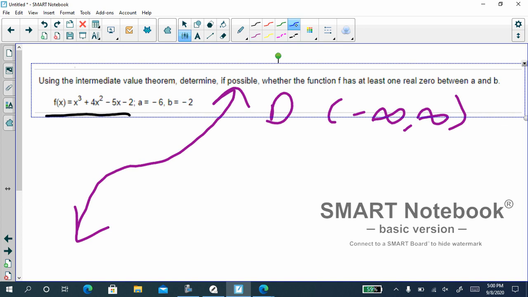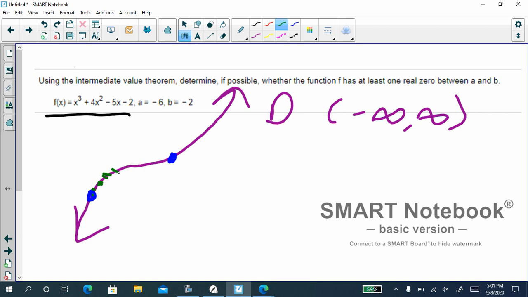So if we know the y value here, and we know the y value here, the intermediate value theorem says that since we have no gaps in our graph, then we have to touch every single y value from here up to here. If there's no place where we have a hole, an asymptote, or anything, then we've touched every possible y value from the bottom one up to the top one, whatever those y values are.